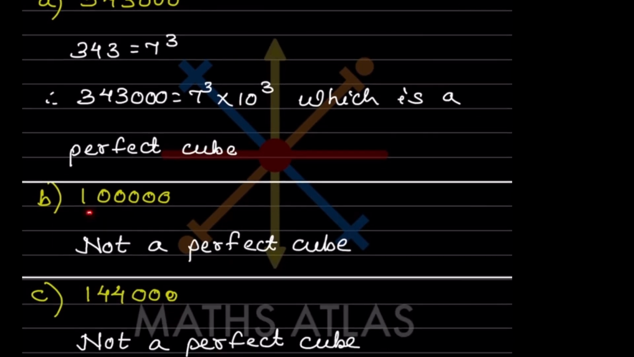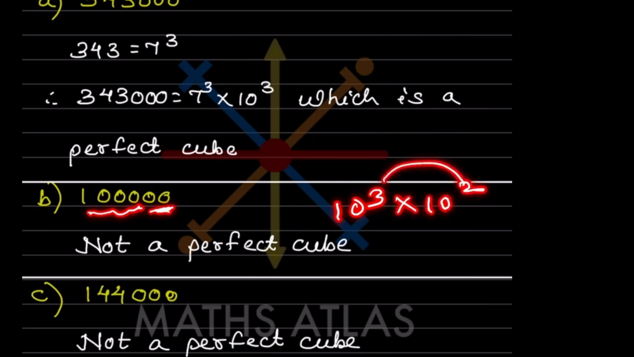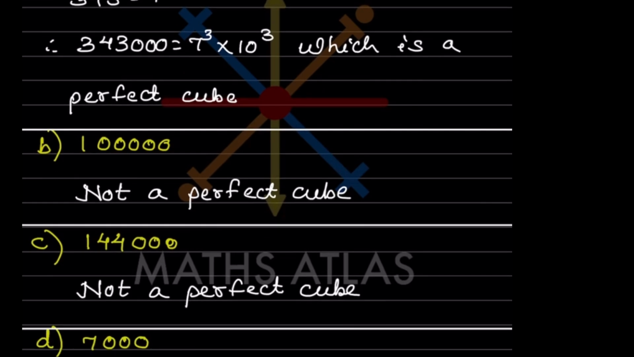Now look at here. When you consider this one, 1000 is going to be 10 cube, but then we have 2 zeros left over. So that will be into 10 raised to 2, because when you add the exponents, it is going to be 10 raised to 5. So that will be 1 and here 5 zeros. So this is not a perfect cube. If there was one more zero, then it could have been a perfect cube.